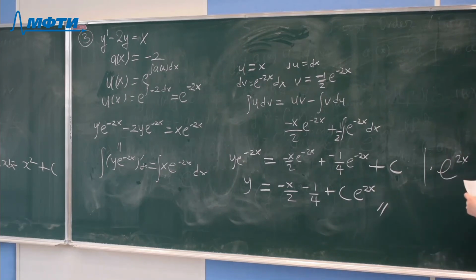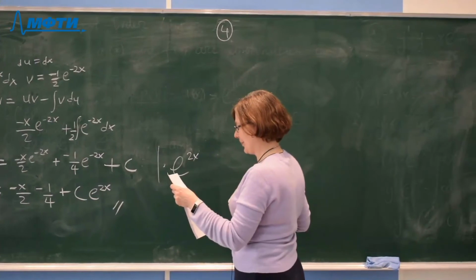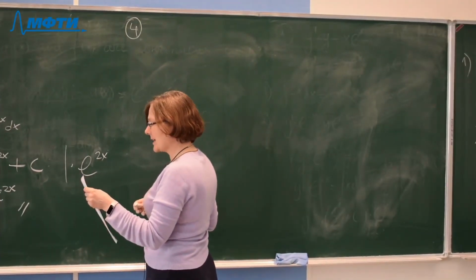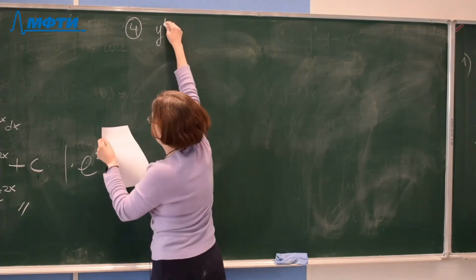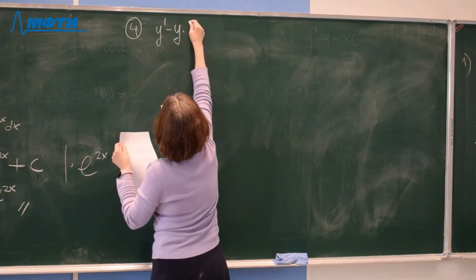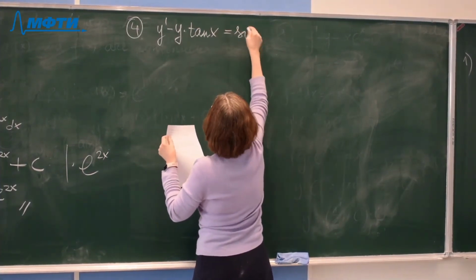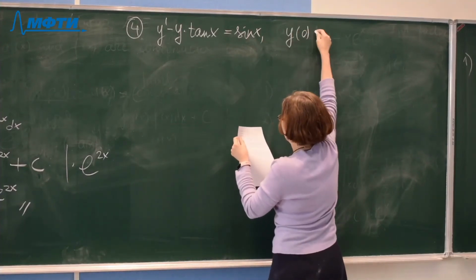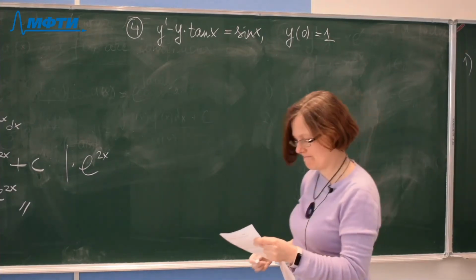Now let's discuss the following. Let it be number 4. First, let's try to solve an initial value problem. Let it be y prime minus y times tan x equals sine x, where y of 0 equals 1. Let's solve the initial value problem.